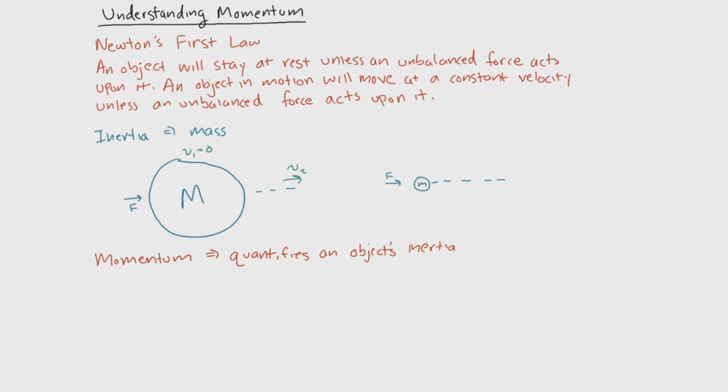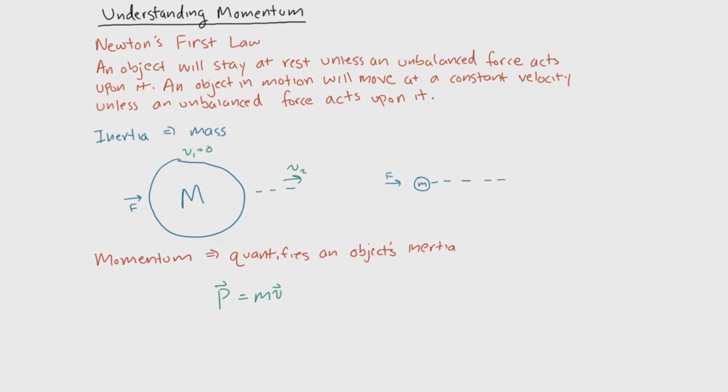So how do we actually quantify inertia? Well, we can use this concept of momentum, and momentum is actually defined in a mathematical sense. It is a vector, and we can say that the object's momentum, which is p, is going to be equal to the object's mass times its velocity.